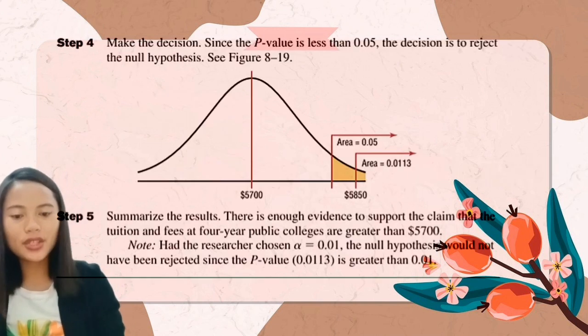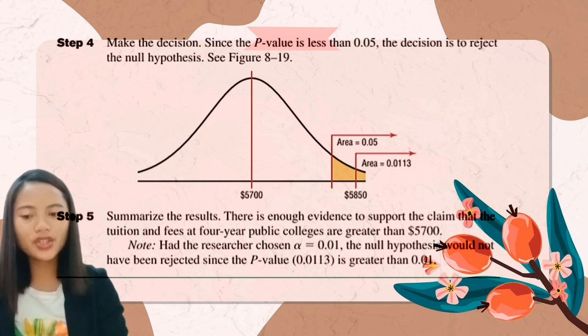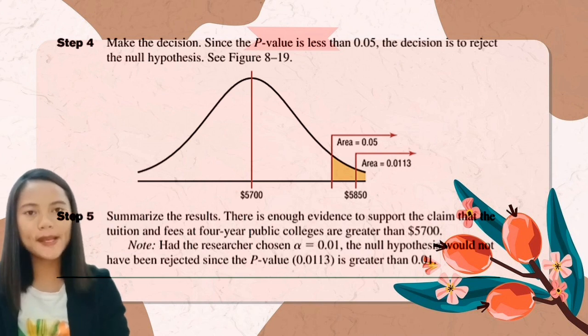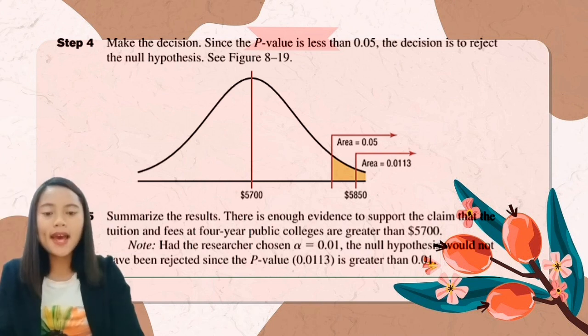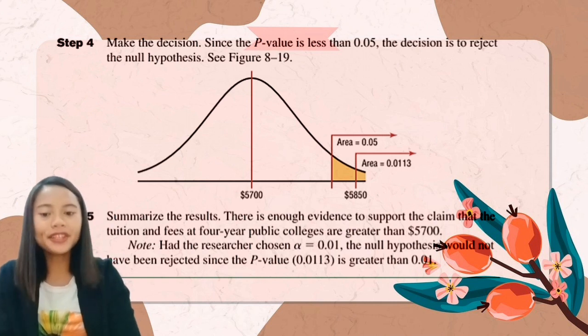Let's make the decision. Since the p-value is less than 0.05, the decision is to reject the null hypothesis. And therefore, there is enough evidence to support the claim that the tuition and fees at four-year public colleges are greater than $5,700.